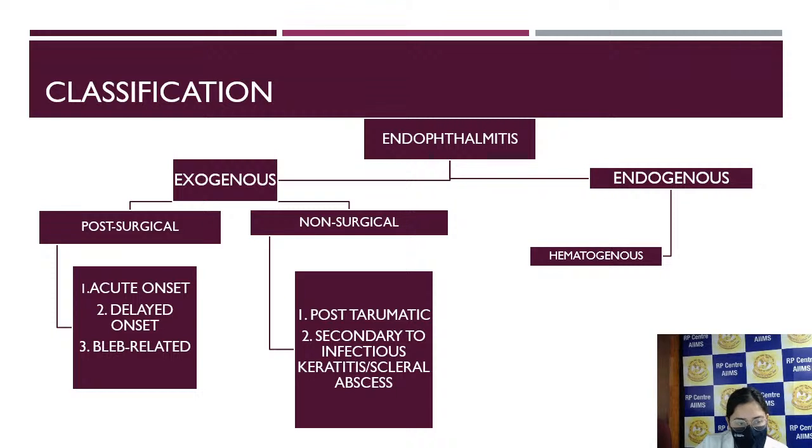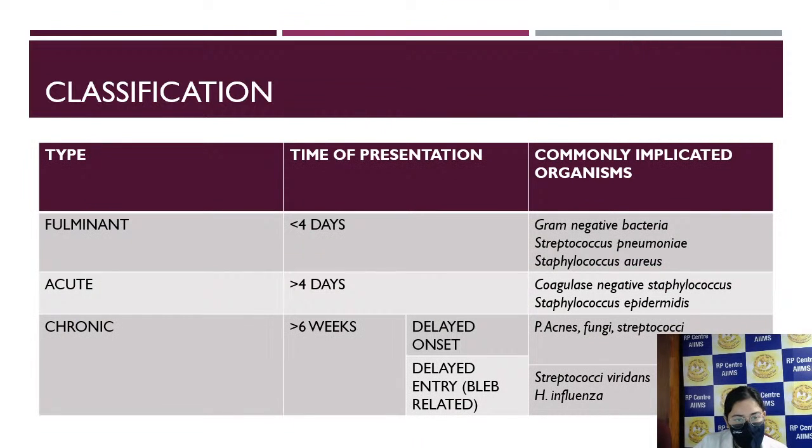Exogenous is further divided into post-surgical and non-surgical. Non-surgical can be divided into post-trauma or secondary causes like infectious keratitis or scleral abscesses. Endogenous is usually through a hematogenous route from a remote nidus of infection. Post-surgical can be further divided.